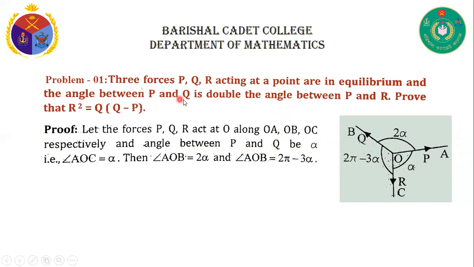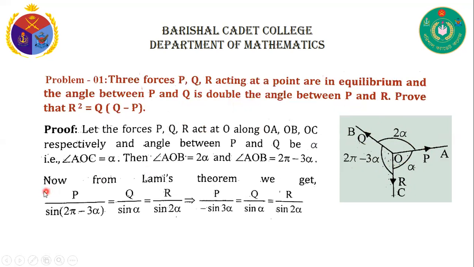The angle between P and Q is double the angle between P and R. So the angle between P and R is alpha, then P and Q is 2 alpha. And we know that the sum of all angles around a point is 2 pi. So the angle between R and Q is 2 pi minus 3 alpha. So you know the three forces and the angles between these forces, so you can use Lami's theorem.